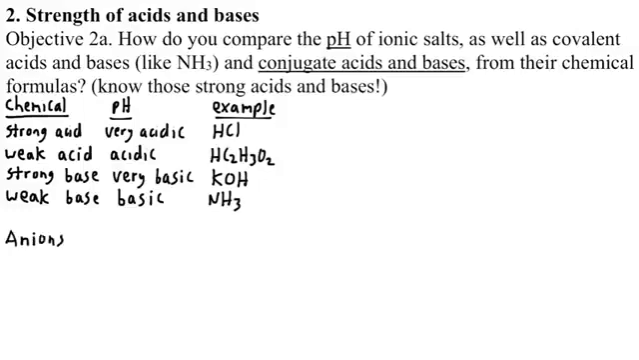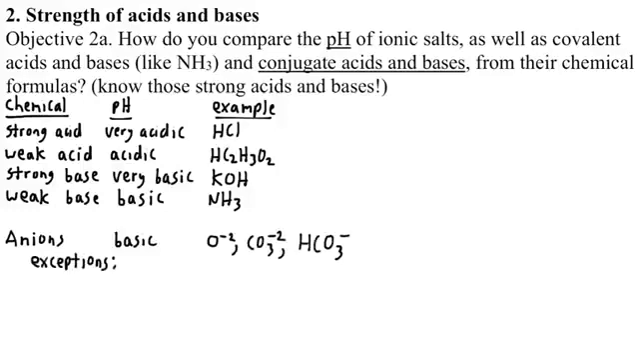And then we have the ones that are a little bit less obvious, like the anions. Anything that's an anion has a negative charge, so it can accept H+, which makes it a Bronsted-Lowry base. So those are basic, like oxide, carbonate, bicarbonate, all those things can accept H+, that makes them Bronsted-Lowry bases. But there's some exceptions.